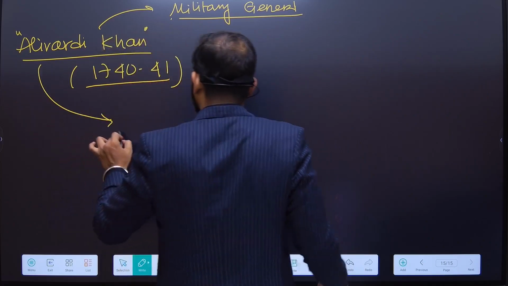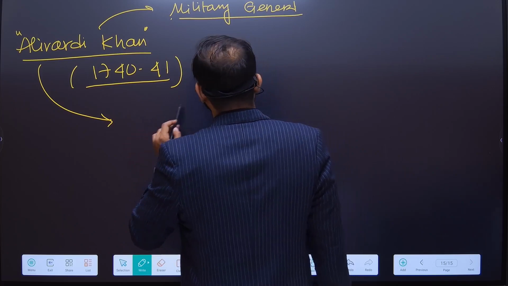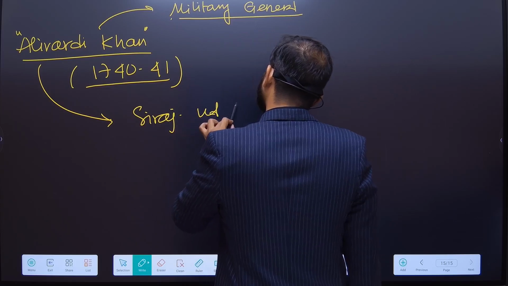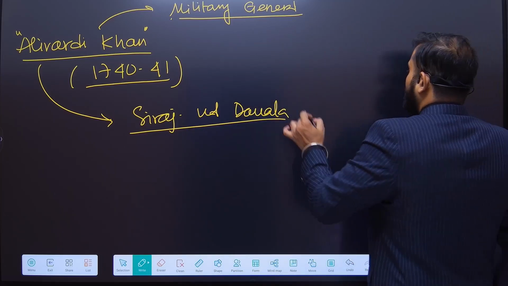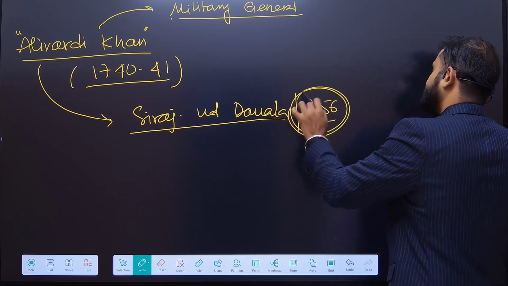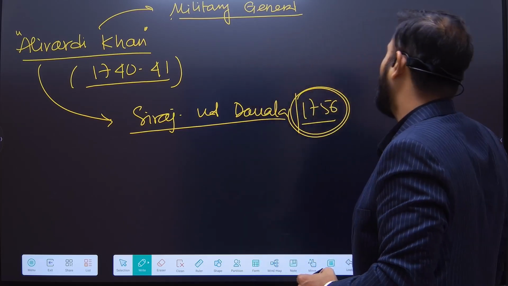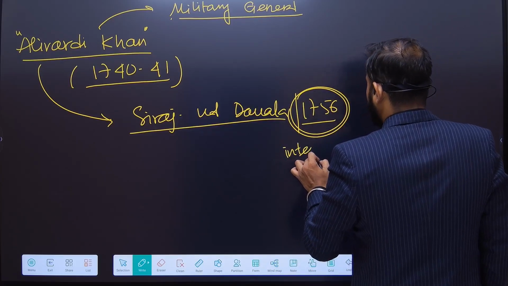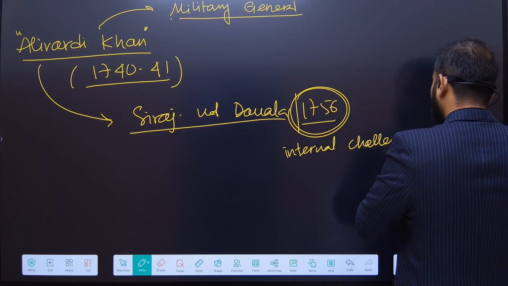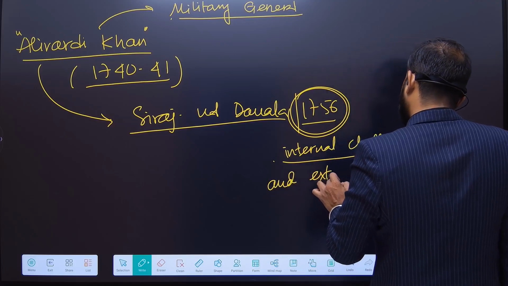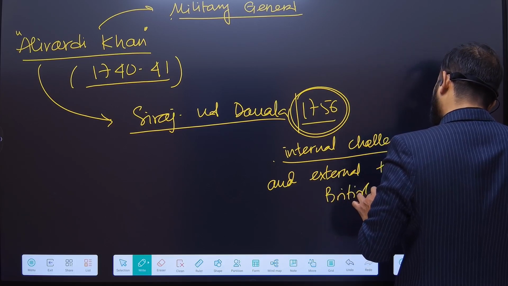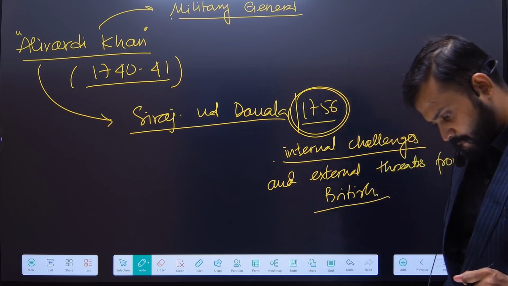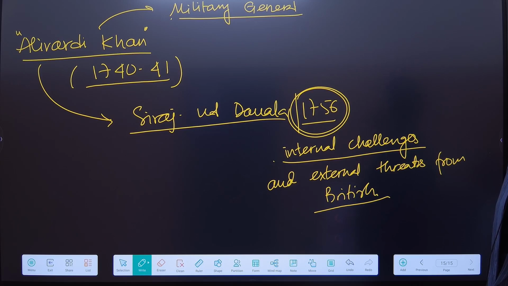Next point. Ali Vardi Khan was succeeded by his grandson, Siraj-ud-Dawla, in 1756, who had both internal challenges and external threats from the British.